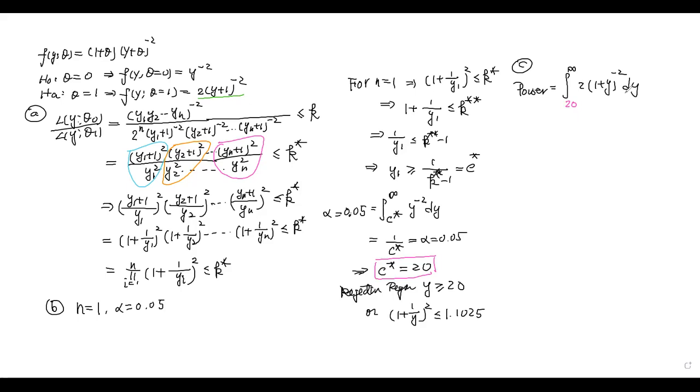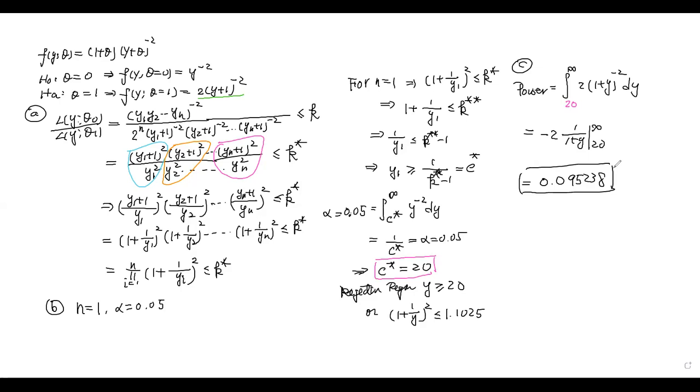Then this becomes a pretty simple integration also. This will be the negative 2 and then 1 over 1 plus y from infinity to 20. If you substitute the values, this finally will be 0.095238. So this will be my power.